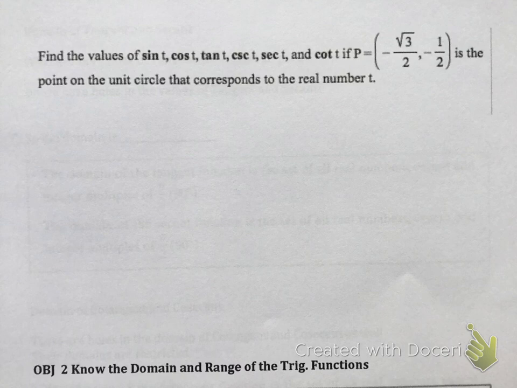Find the value of sine, cosine, tangent, cosecant, secant, and cotangent if the point equals negative radical 3 over 2, comma, negative 1/2. Well, hopefully you remember that the first coordinate is cosine and the second coordinate is sine. And because it's a unit circle, by the way, you have to have that in the sentence to make this work. If not, you have to find r. So we know that the radius is 1.